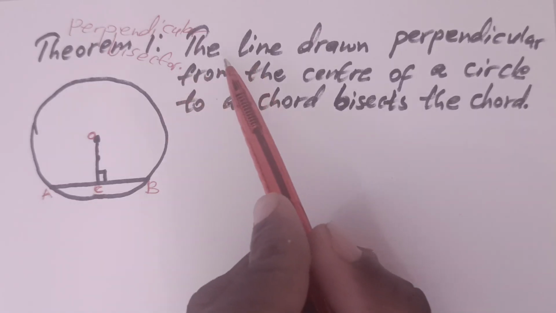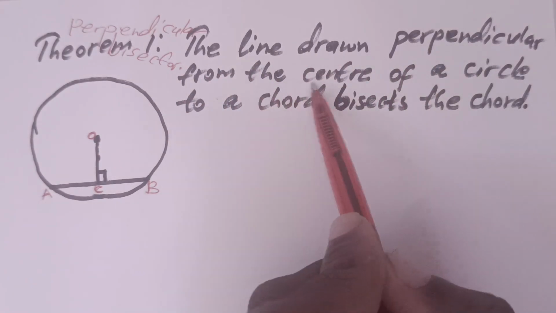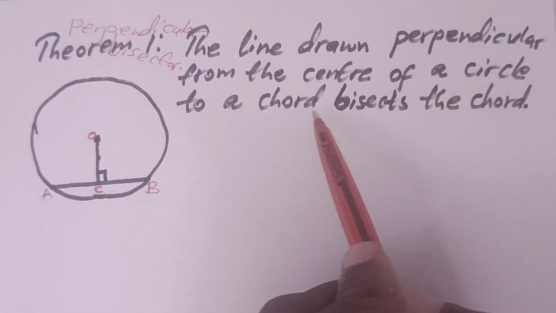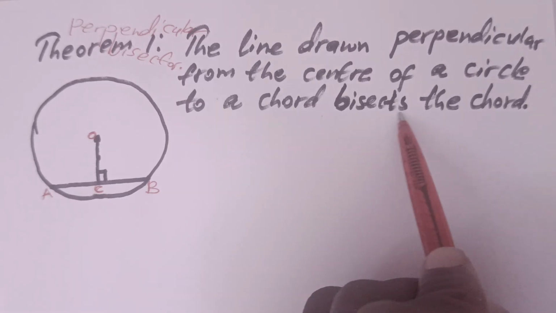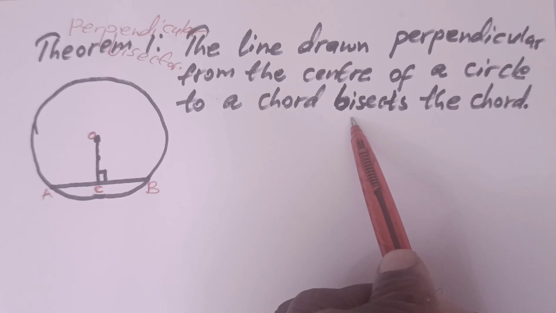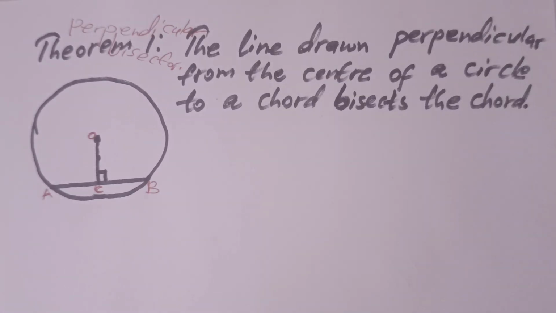So here's the main clause. The main clause says the line that is drawn perpendicular from the center of a circle to a chord. So there's that truth that there's a certain line drawn perpendicular from the center of a circle to the chord. Then there is a subordinate clause, which starts from this verb, bisects the chord. The word bisect means to cut into two equal parts.